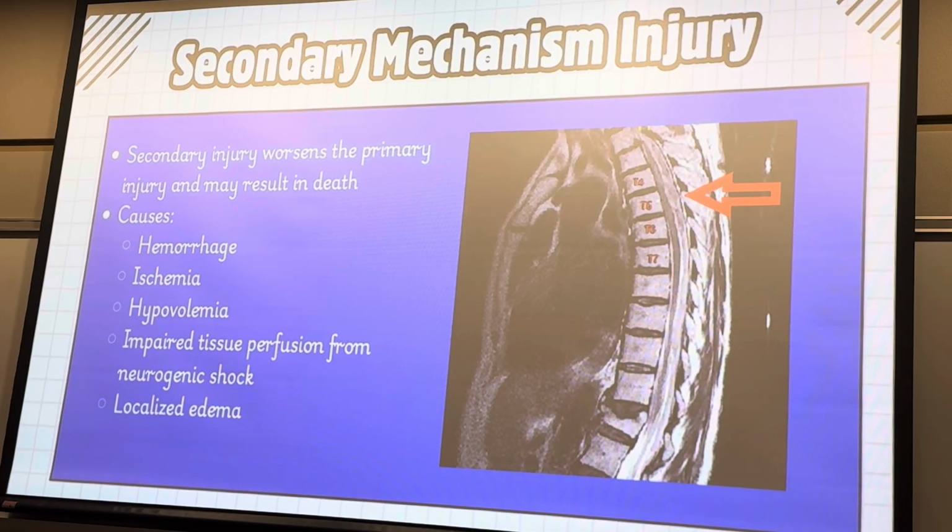Hypovolemia. Remember, we have that neurogenic shock. I want to increase my perfusion as much as I can. That injury is going to cause the vasodilation of those vessels along that spinal column. That's why it's so important to increase that perfusion. That's why it's so important to increase that fluid intake. Restore that perfusion.